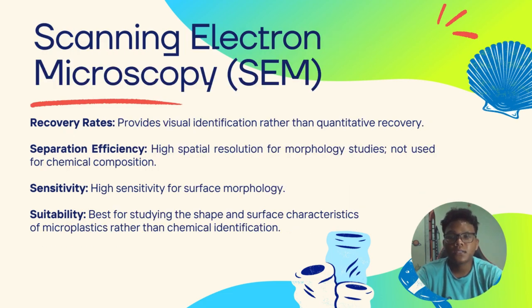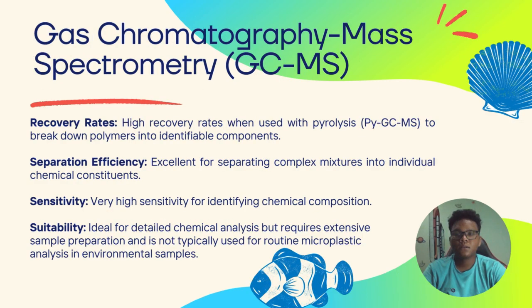The third one is scanning electron microscopy. Scanning electron microscopy provides high spatial resolution for studying the morphology of microplastics. While it offers excellent visual identification, it does not provide quantitative recovery rates or chemical composition analysis. Scanning electron microscopy's high sensitivity to surface morphology makes it best suited for examining the shape and surface characteristics of microplastics rather than their chemical properties.